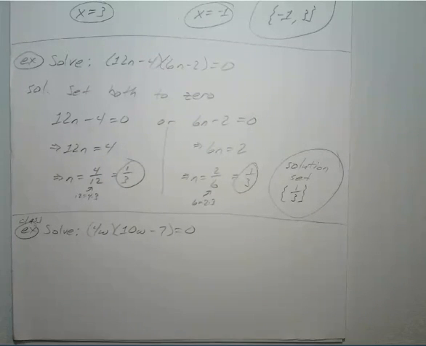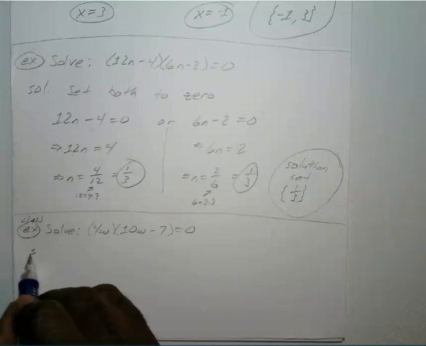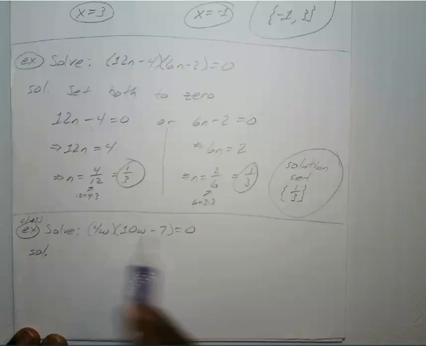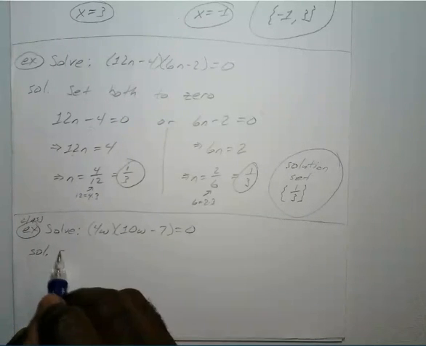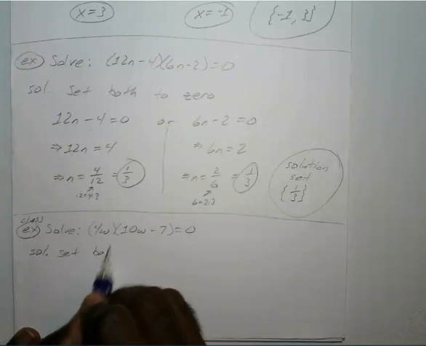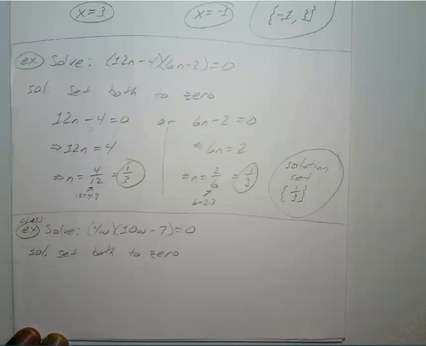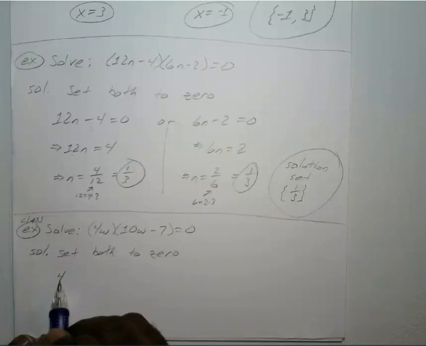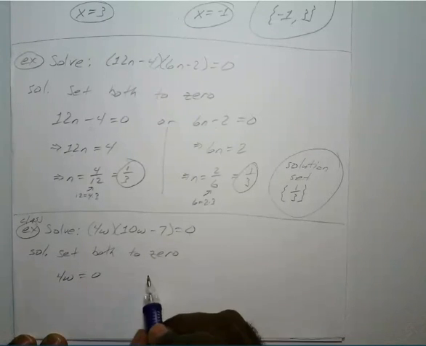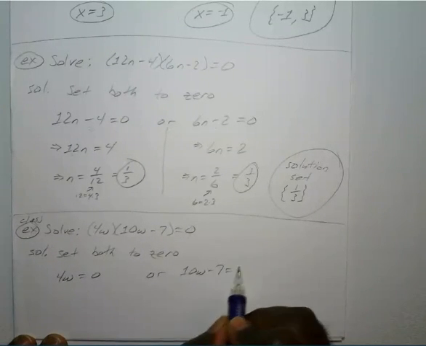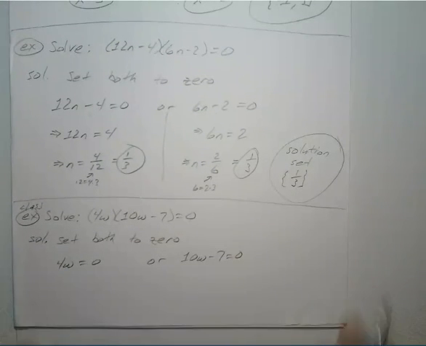Alright, so assuming you have everything worked out, we're going to go ahead and solve this one. Once again, it's already factored. It's equal to 0. So we set both factors to 0. So we have 4w equals 0, or 10w minus 7 equals 0.